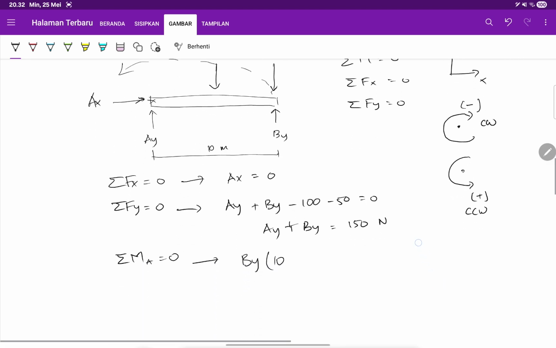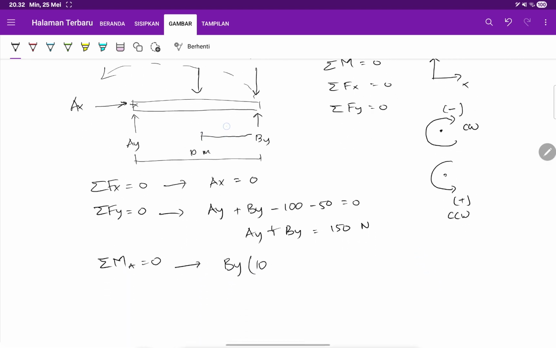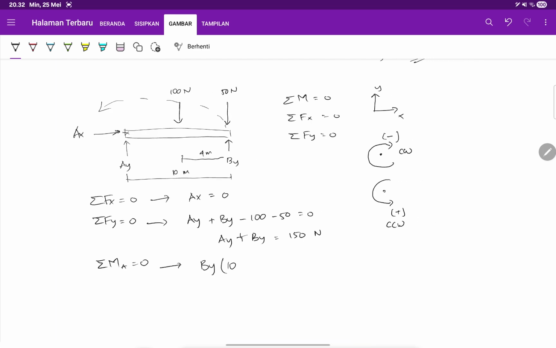I didn't mention it from the beginning, but it's okay. And this is, let's say, 4 meters. So it's not exactly in the middle, BY. And then minus 50 times 10, and then minus 100 times 6, equals 0. And then you can delete this 10. So your BY will be, how much is this? 50 plus 60, which is 110 newtons. That is the value of the BY.